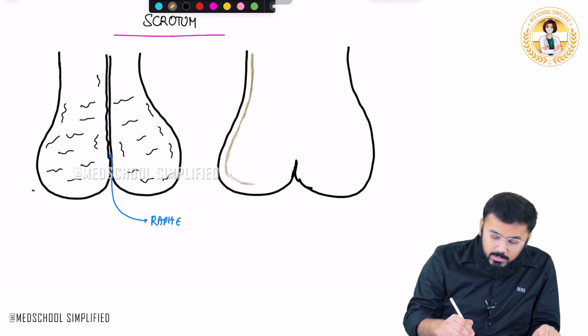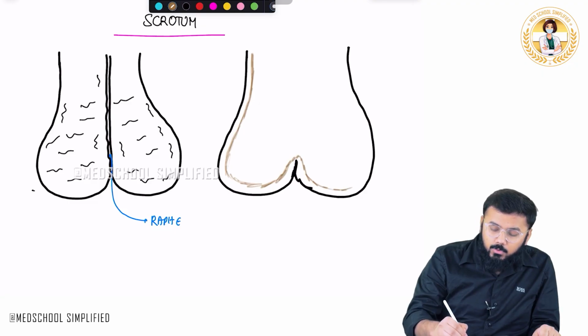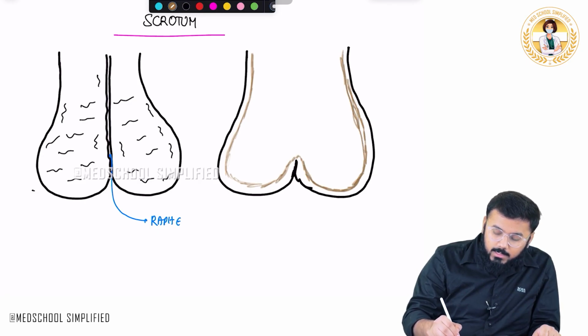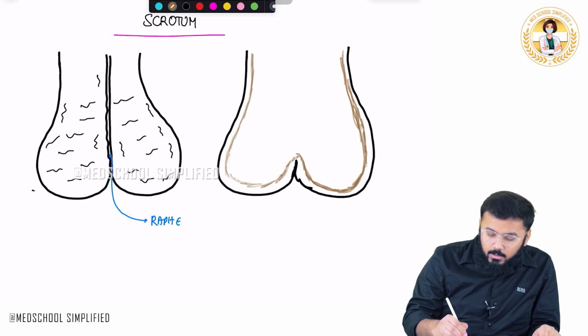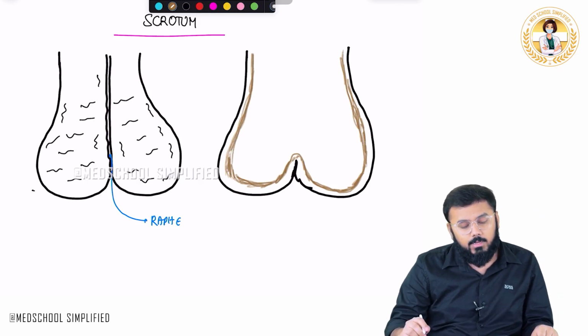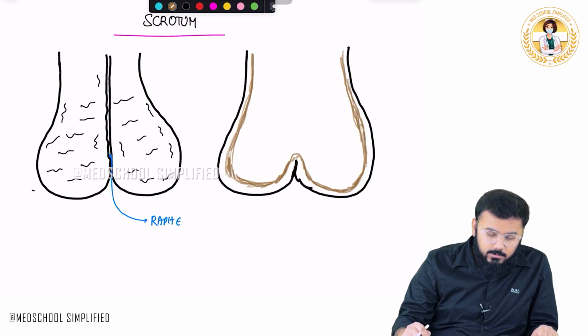This is a muscle located just beneath the skin of the scrotum, and it continues all the way from one half of the scrotum to the other half. The scrotum is only one, right? So it continues from one half to the other half. This muscle which you can see over here is called the Dartos muscle.